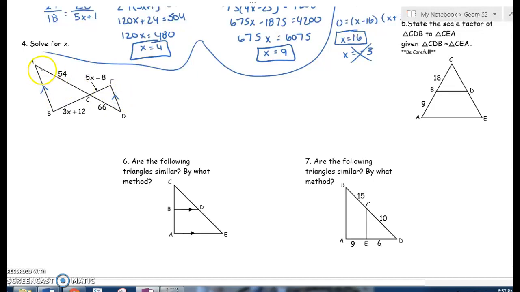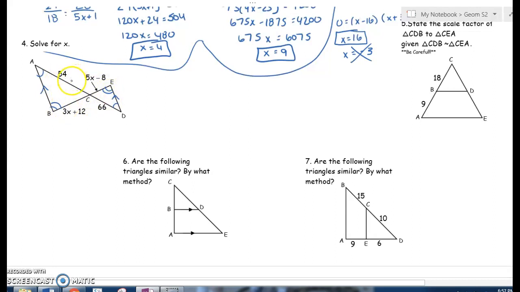If these lines are parallel, that means that angle A and angle D are congruent, angle E and angle B are congruent because of alternate interior angles. And since those angles are all congruent, that means that the triangles are proportional. So we're going to set up some proportions.